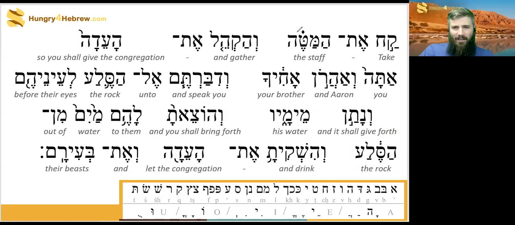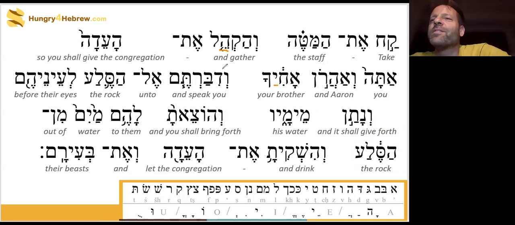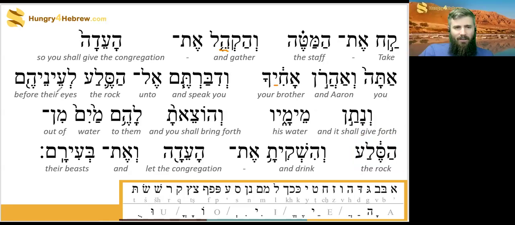Kach et hamate vehakel et haeda atav aharon achicha vedibartem el hasela leenehem venatan memav vahotzeta Lahem mayim min hasela vehishkita et haeda veet beiram.